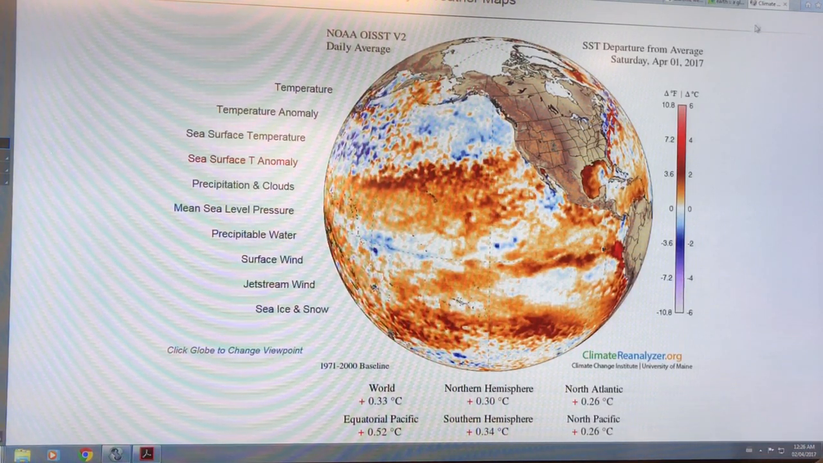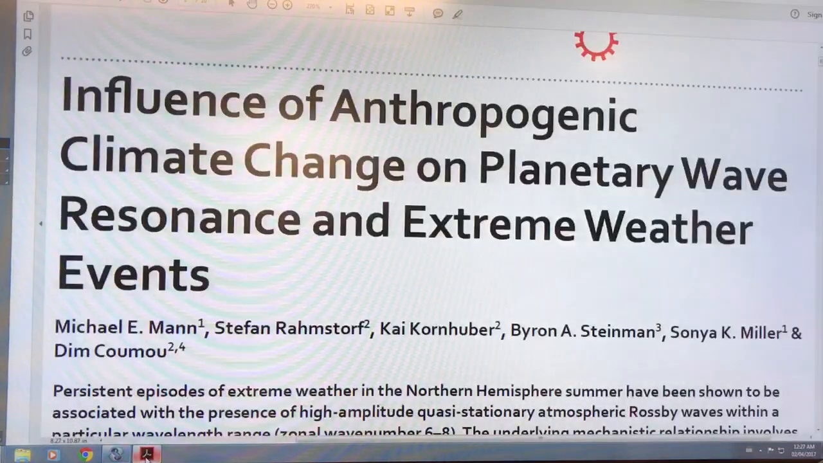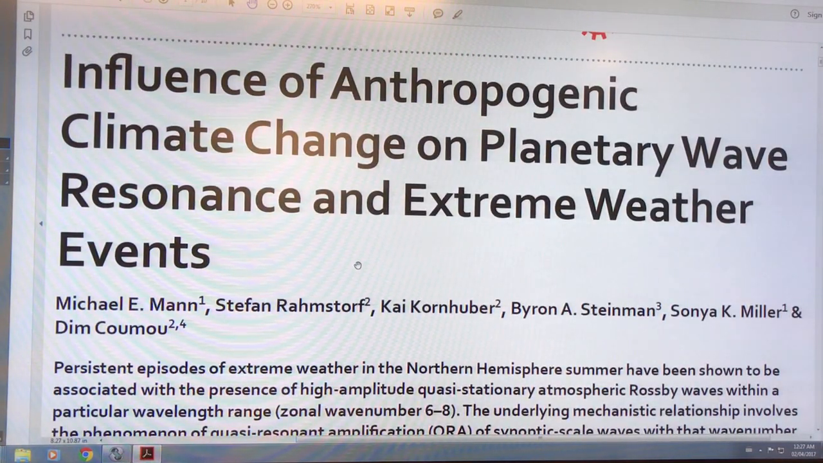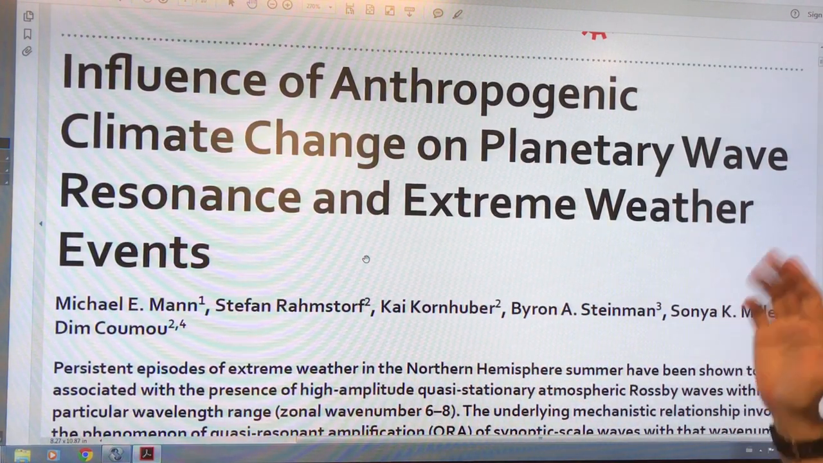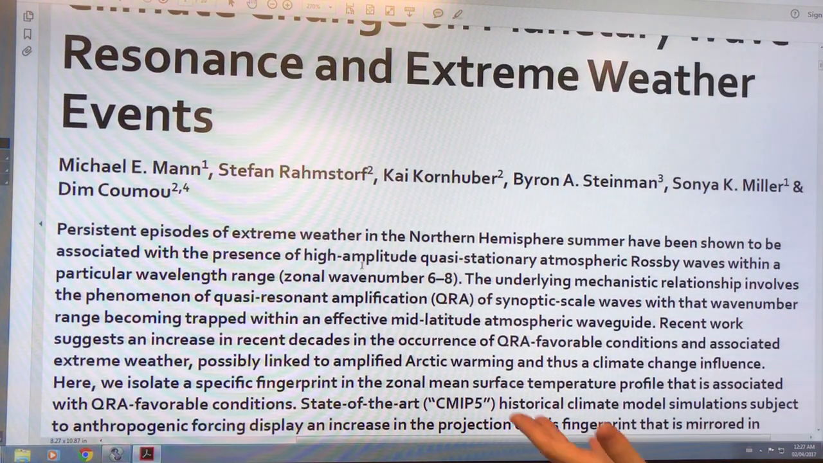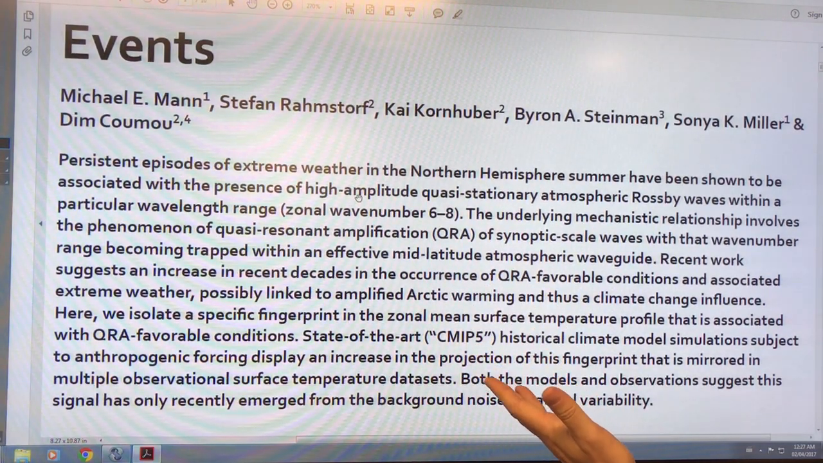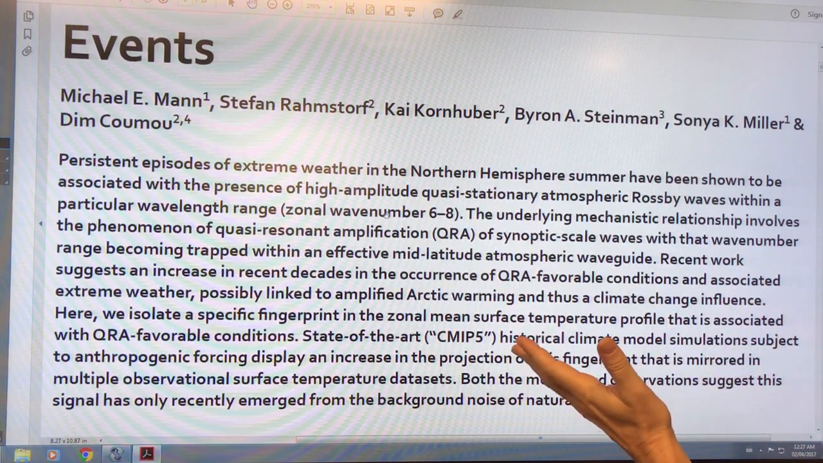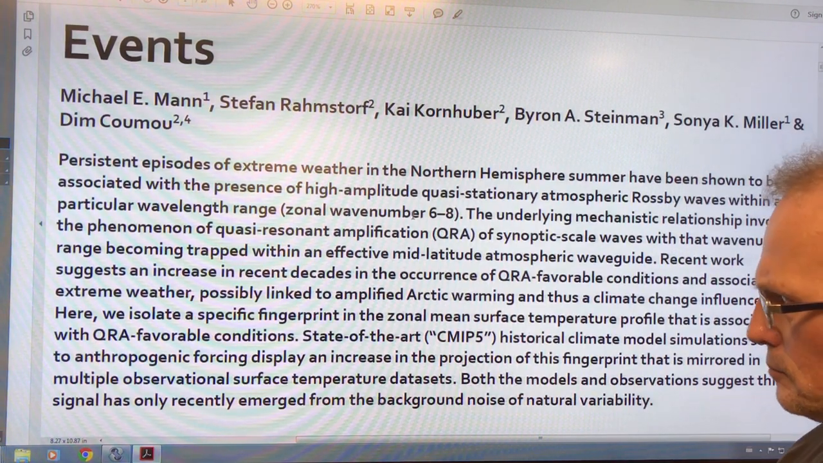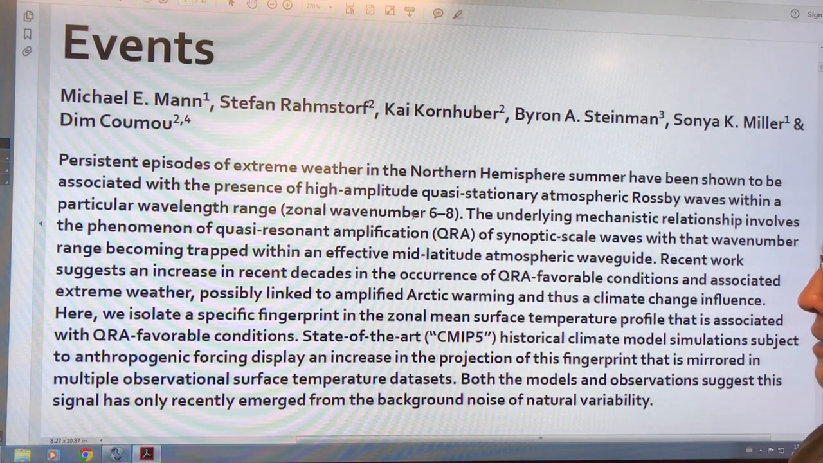So let's have a look at some of the details of this paper then. Okay, this is the paper that just came out recently: the influence of anthropogenic climate change on planetary wave resonance and extreme weather events. These persistent episodes of extreme weather are associated with quasi-stationary atmospheric Rossby waves, zonal wave number 6 to 8. That's the number N I was talking about. N lambda equals 2L, where L is the distance around the planet. Quasi-resonant, so we're getting amplification of these waves.